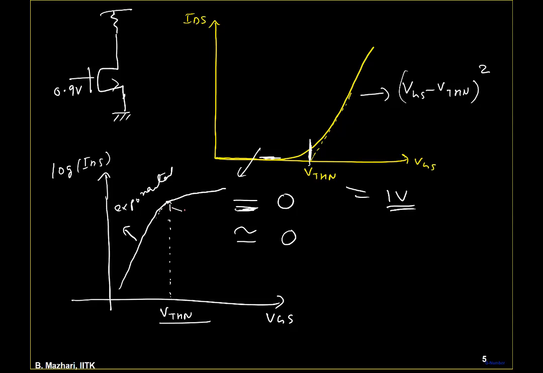Let's say the current here is 1 microampere. The current here may be 0.1 microamperes. The current may fall to 10 nanoamperes, 1 nanoampere, and it is continuously, exponentially falling. All right? So the current is not 0 below VTHN. It is falling exponentially, and depending on where you are, the current may be small according to whatever measure you have.